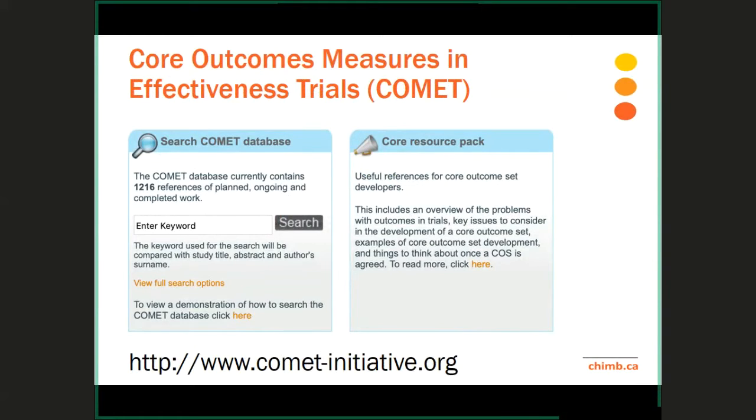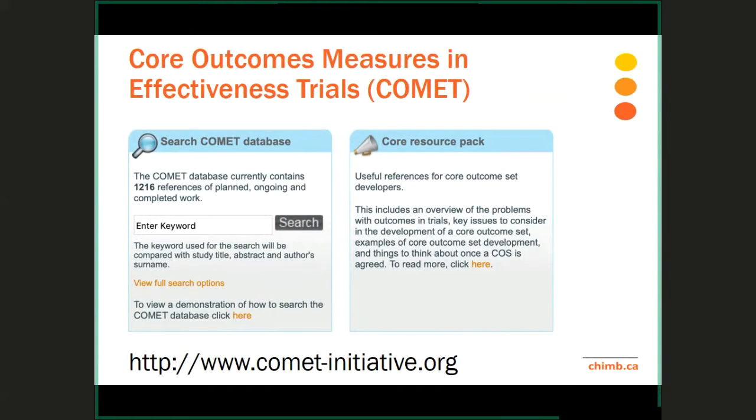So the COMET, or the Core Outcome Measures in Effectiveness Trials database, actually has a core resource pack. So if you do decide that you want to develop a core outcome set, and I'll give you an example of how we did that, there are guidelines available. There are actually guidelines for making these guidelines. So there are standard methods that you have to go through.